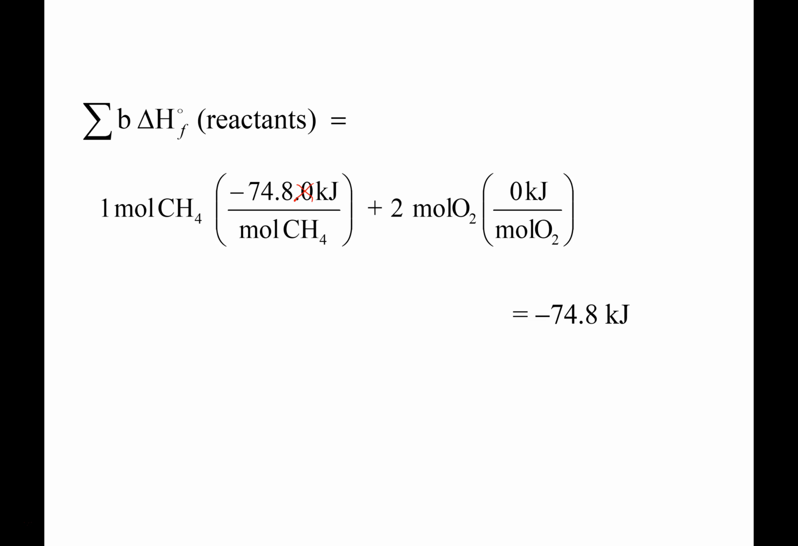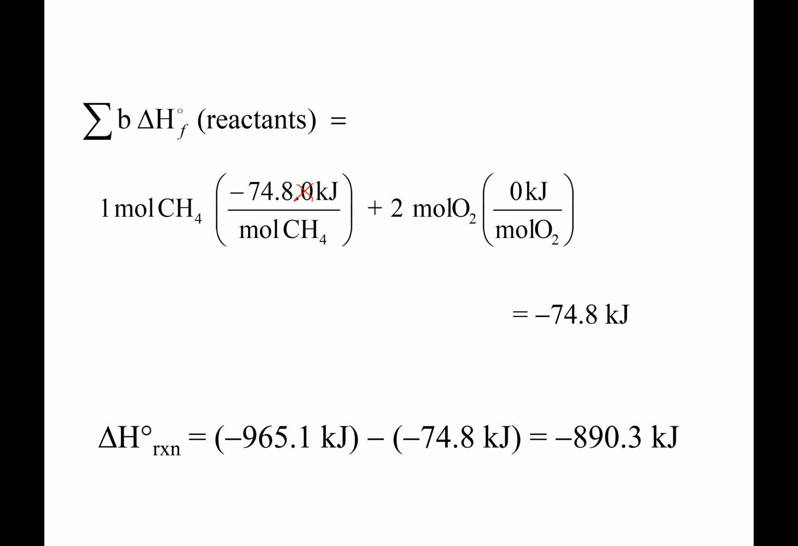So we're ready to do one last subtraction. We take the number we got in the front part and subtract the number we got in the next part. A very common mistake in this sort of problem is to lose your negative sign. So we have negative 965.1 kilojoules minus a negative 74.8 kilojoules, where the minus and negative is like a plus, right? Which gives you negative 890.3 kilojoules of energy. So that's your delta H.